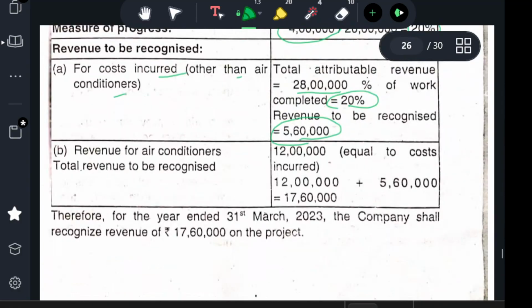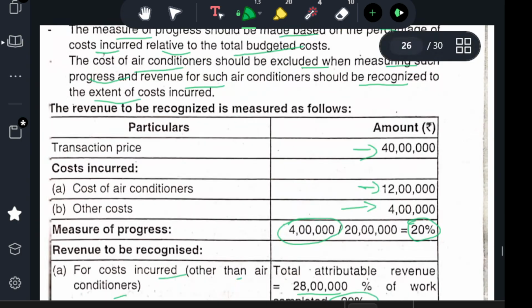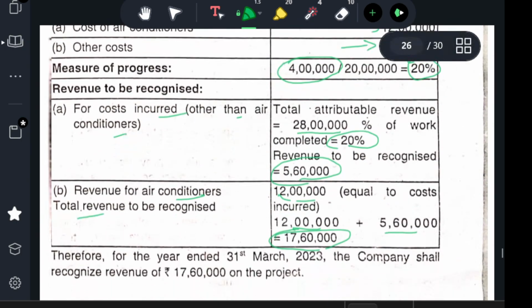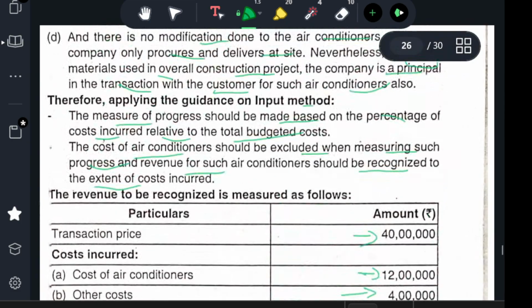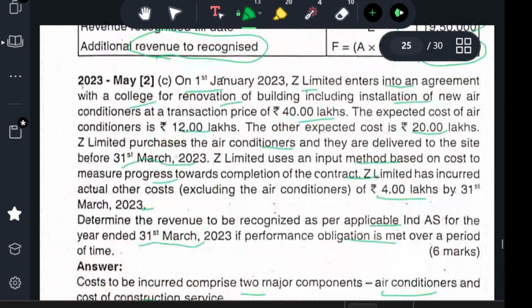And revenue of the air conditioner is 12 lakhs. Total revenue is 12 lakhs plus 5 lakh 60,000, which is 17 lakh 60,000. So 12 lakhs to be recognized and 5 lakh 60,000. This 4 lakhs is how many percent? 20%. Why 4 lakhs?